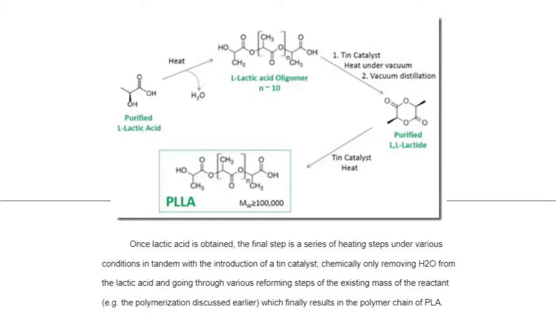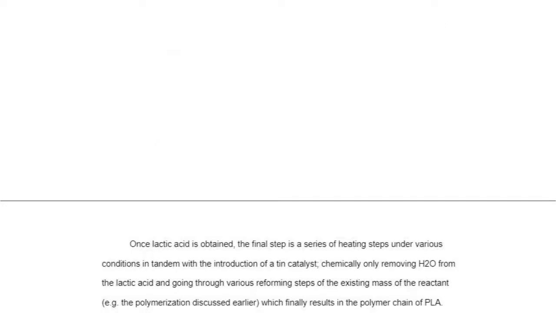Once lactic acid is obtained, the final step is a series of heating steps under various conditions in tandem with the introduction of a tin catalyst, chemically only removing H2O from the lactic acid and going through various reforming steps of the existing mass of the reactant, e.g. the polymerization discussed earlier, which finally results in the polymer chain of PLA.